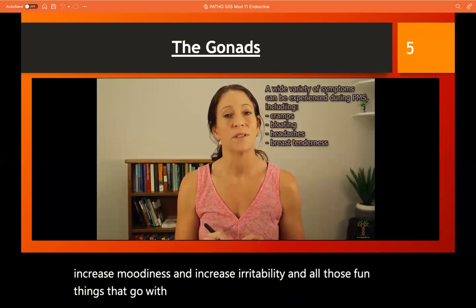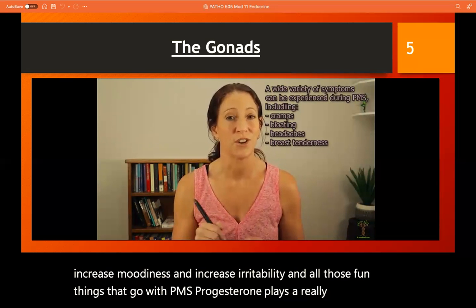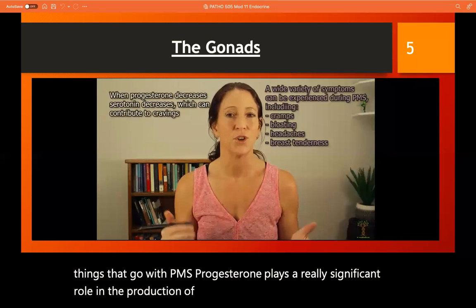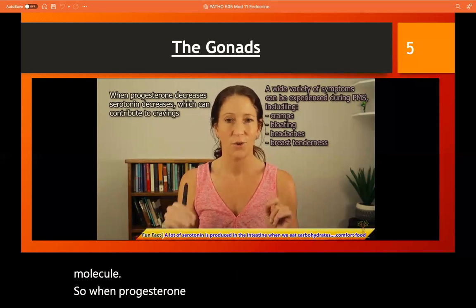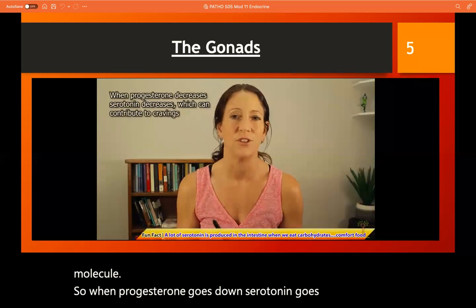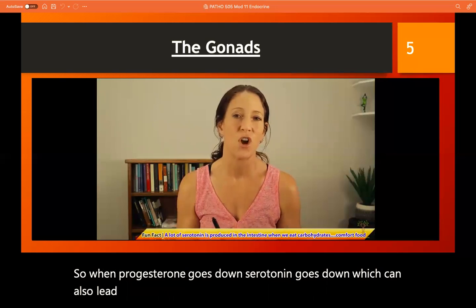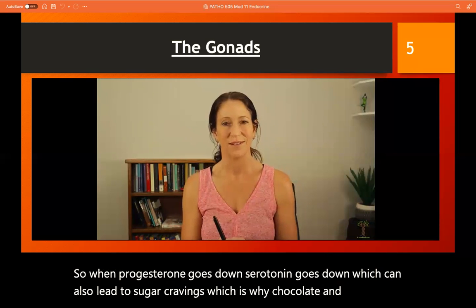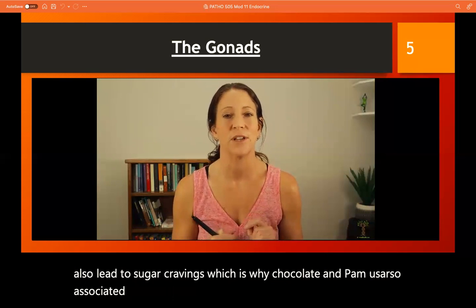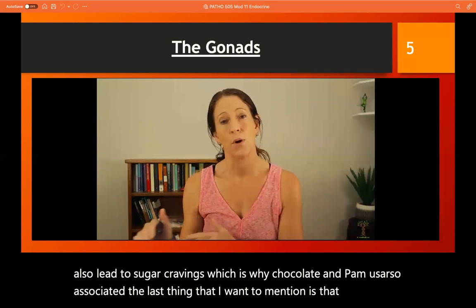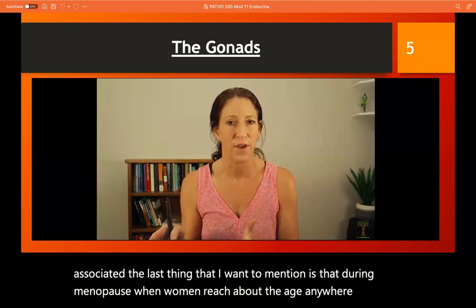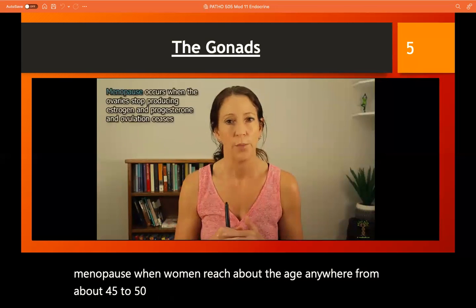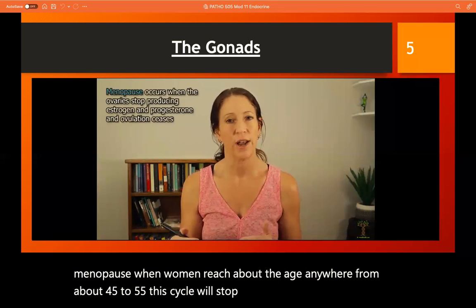Progesterone actually plays a really significant role in the production of serotonin. Serotonin is a good mood molecule. So when progesterone goes down, serotonin goes down, which can also lead to sugar cravings, which is why chocolate and PMS are so associated. The last thing that I want to mention is that during menopause, when women reach about the age anywhere from about 45 to 55, this cycle will stop and ovulation will not occur anymore.